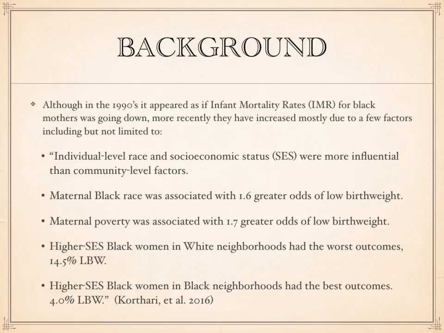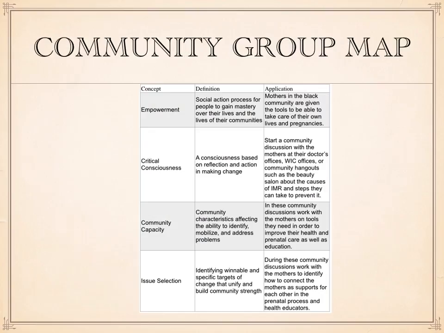Higher socioeconomic status for Black women in Black neighborhoods had the best outcomes with a 4% low birth weight. So what I'm looking at there is that they felt support in those Black neighborhoods, and that support helped them be able to have positive pregnancies, or at least that's what it appears to me in my research.